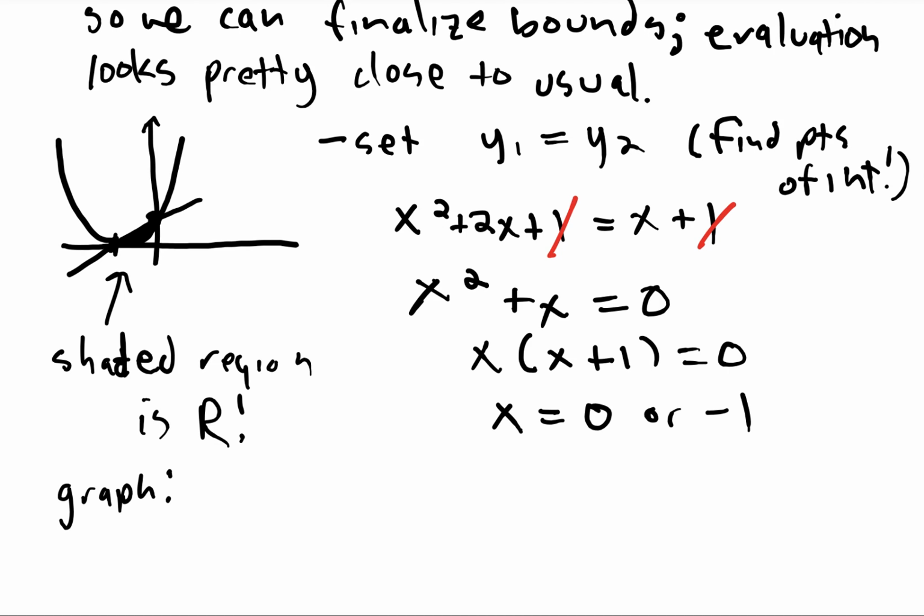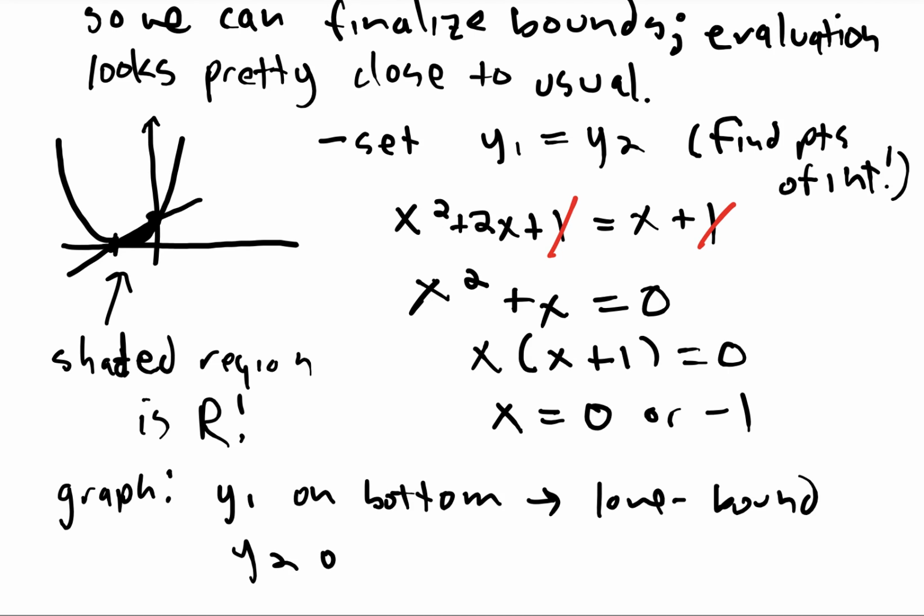The graph is suggesting my y1, which was my parabola, is on the bottom, so it's going to be my lower bound. And my y2 is going to be on top, so this is going to be my upper bound.